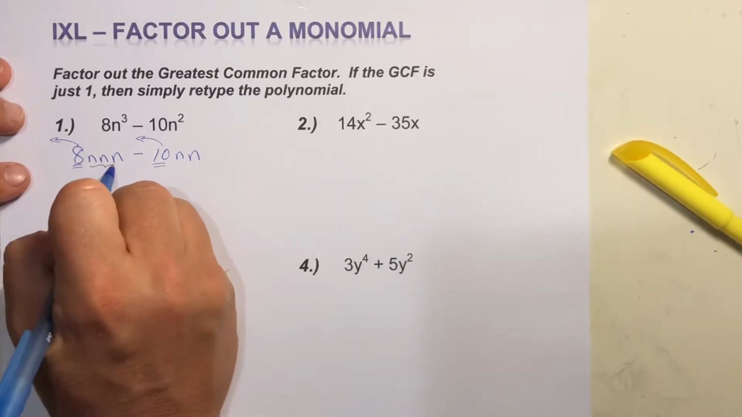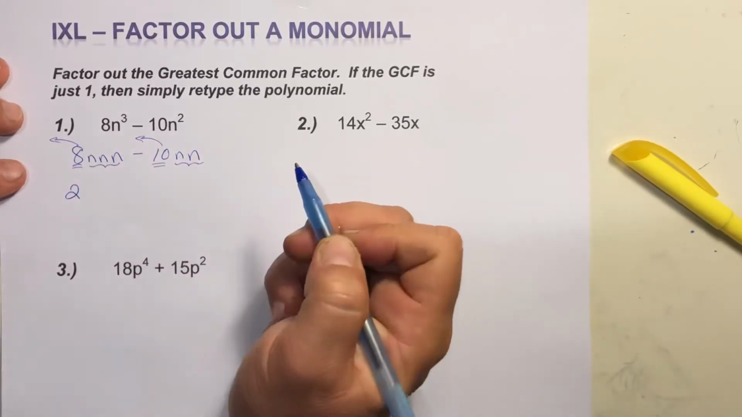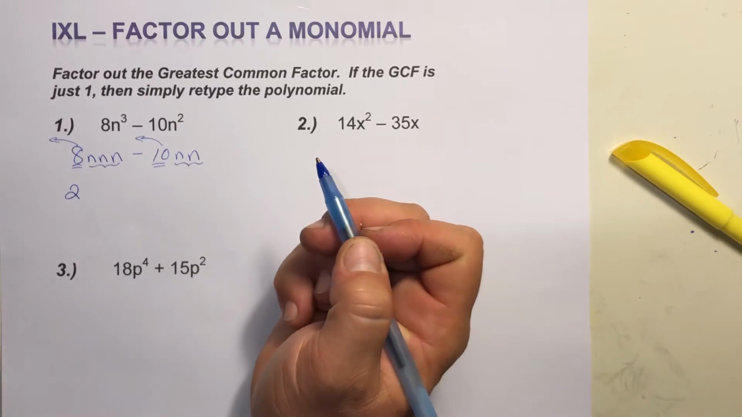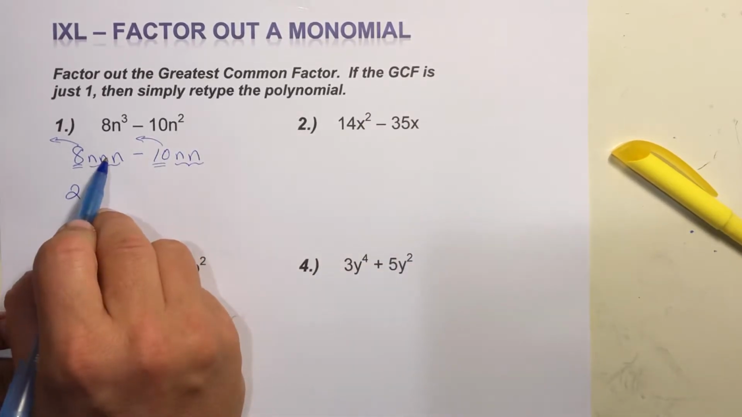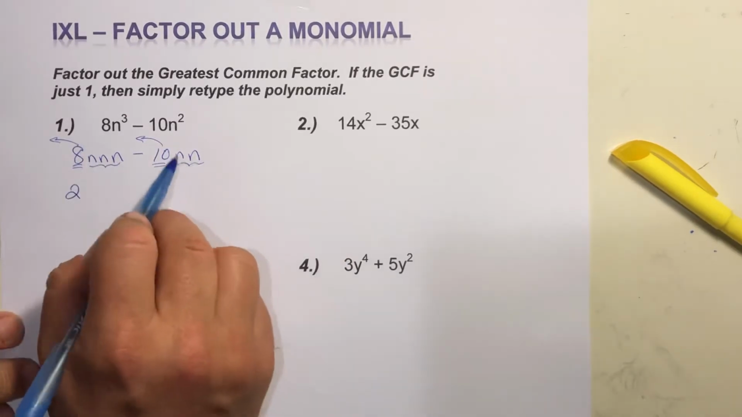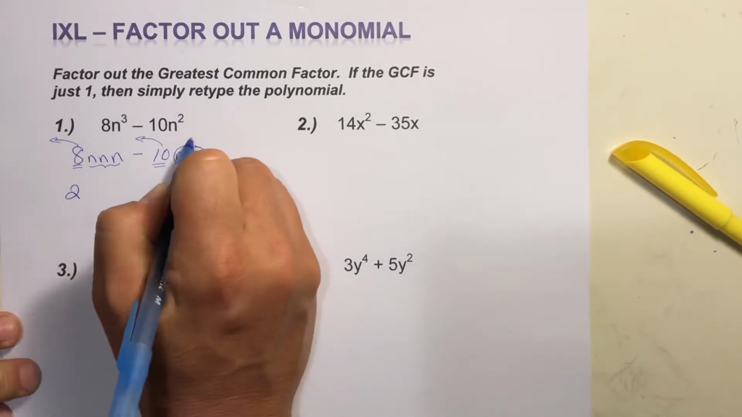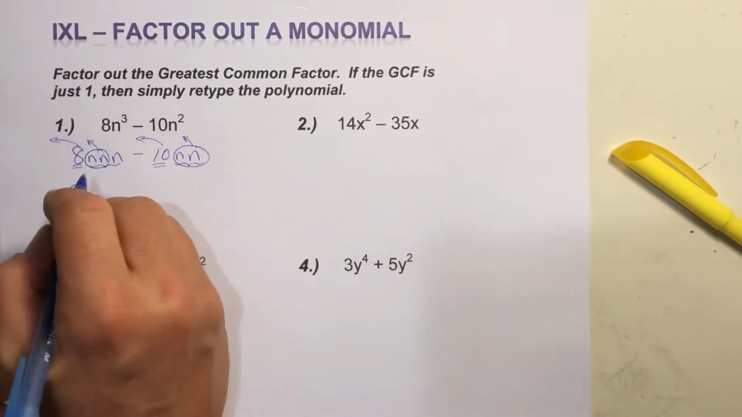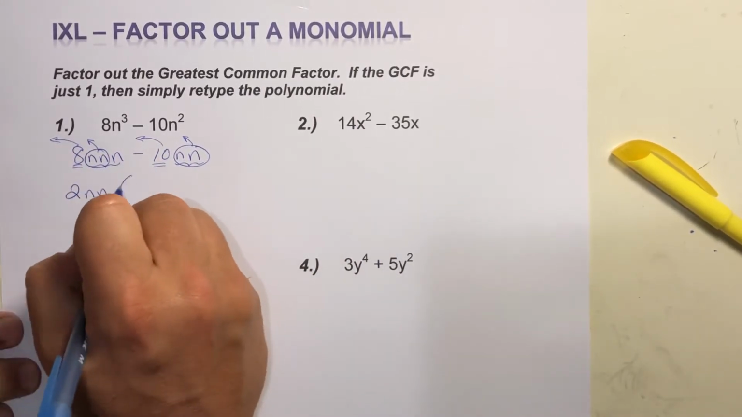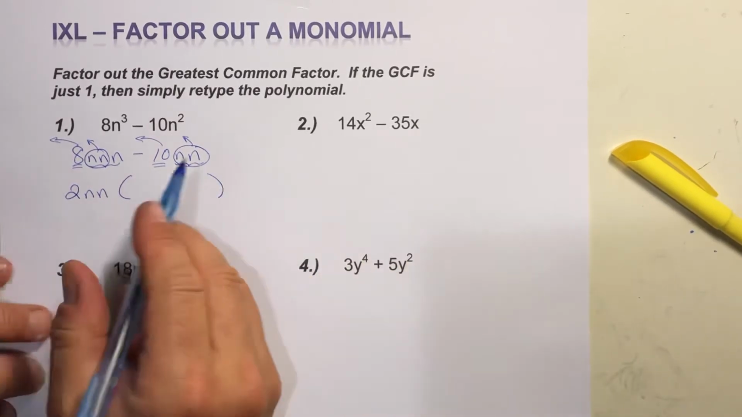Now, I have 3 n's in one term, 2 in the other. What's the most, the same amount, that I can take out of both? Well, I can't take out 3 n's from here and here because this one doesn't have enough. So what I'm going to do is take out 2 n's. Now, n times n is n squared. So I'm just going to write it out like this first, okay? And then we'll simplify in a second.